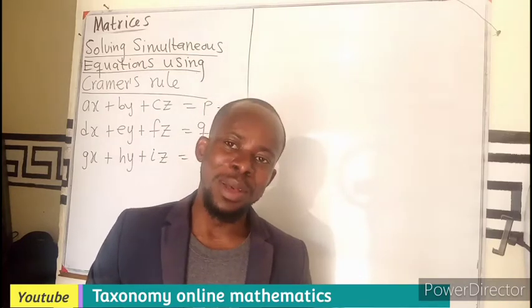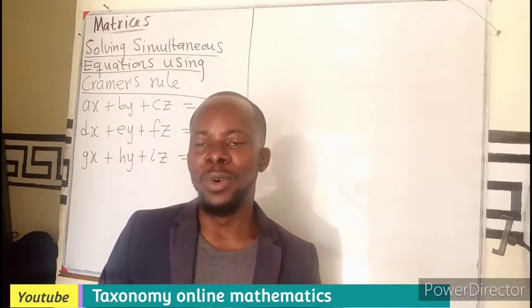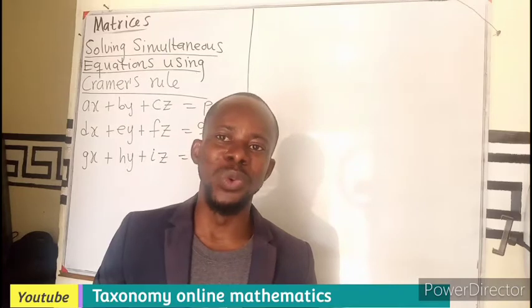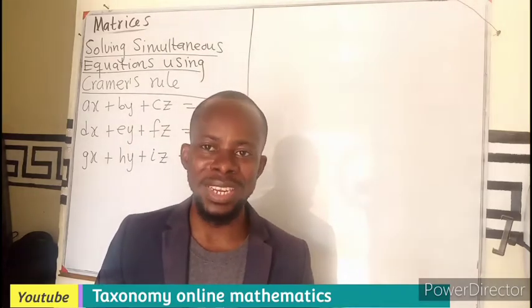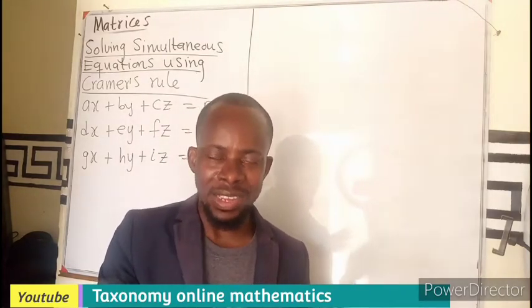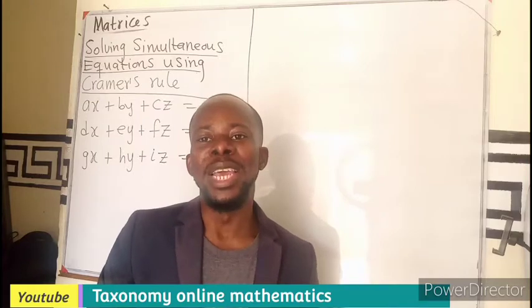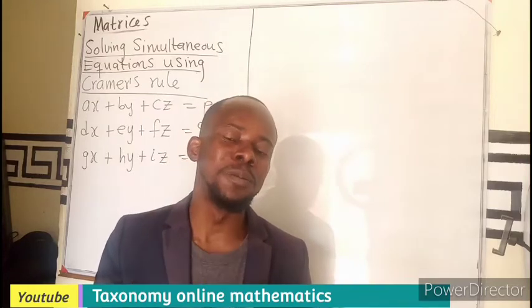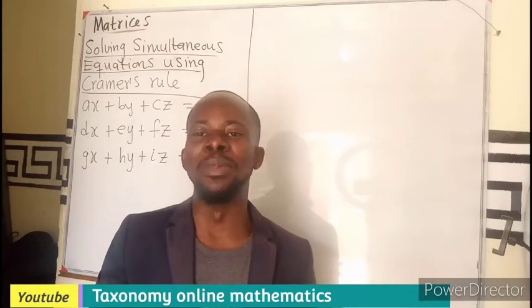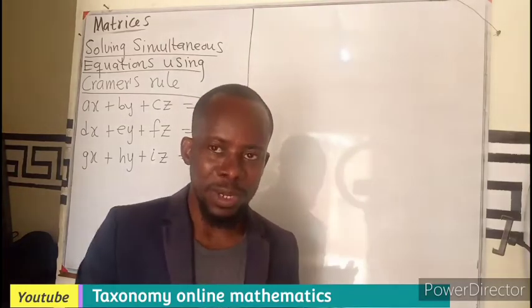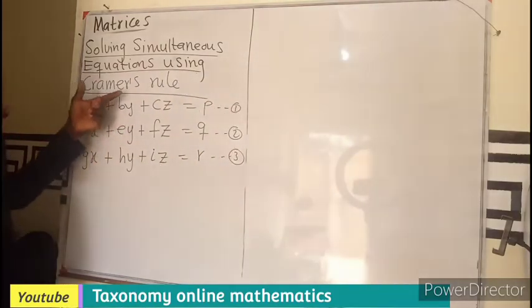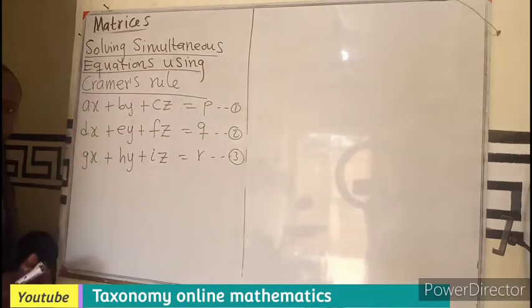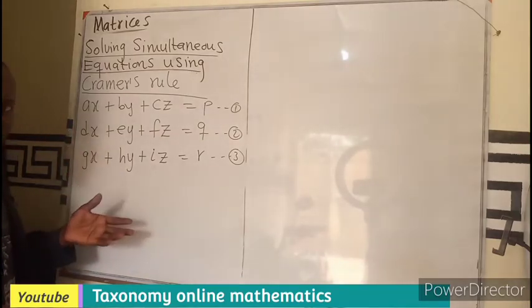The topic, matrices, is still going on. We are moving to solving a linear simultaneous equation involving three variables using Cramer's method. So these will be the equations given to you. There are three equations, meaning there are three variables.